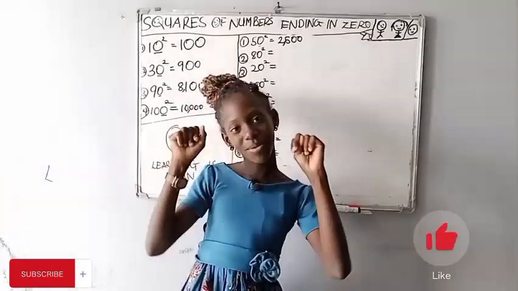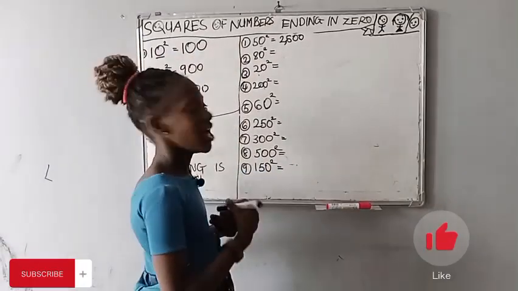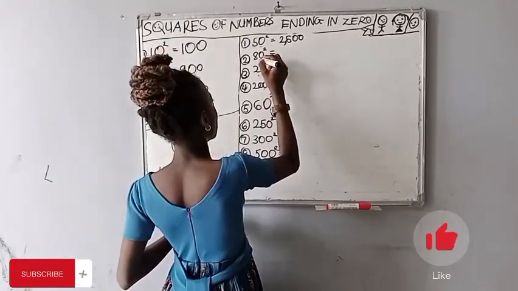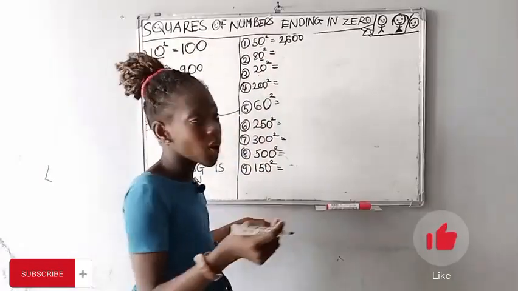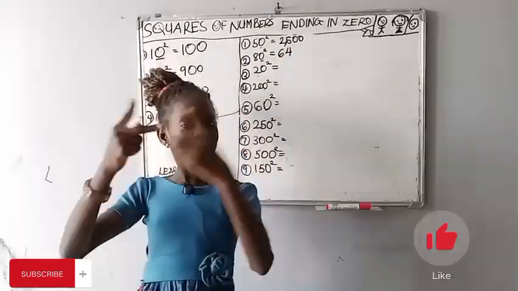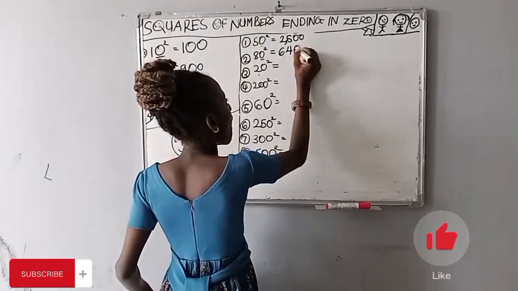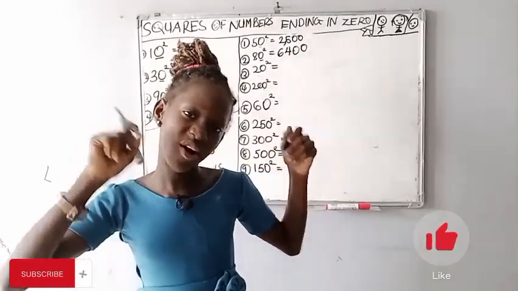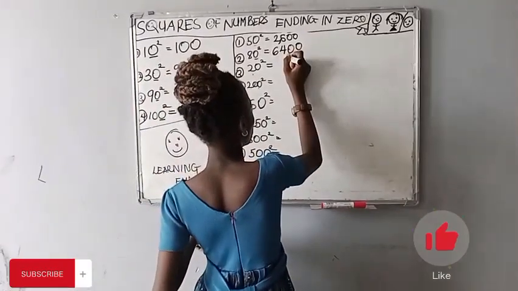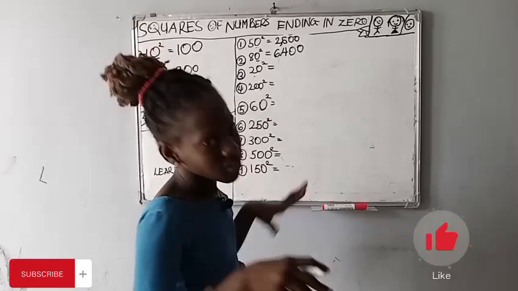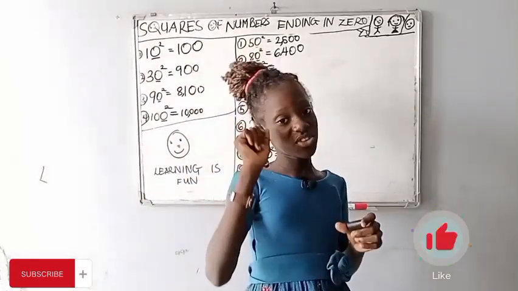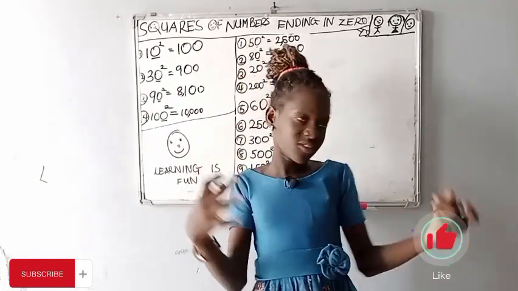Now let's continue with number 2. Number 2 says find 80 squared. As I always said, mark out the 0. Then 8 squared is what? 64. This 0 now produces 2 zeros. Remember to insert your comma so that you can read the number easily. 1, 2, 3. Now this is read as 6,400.